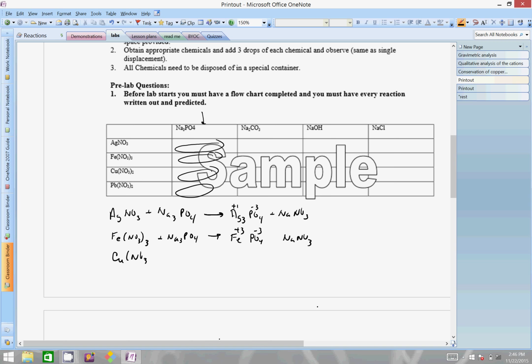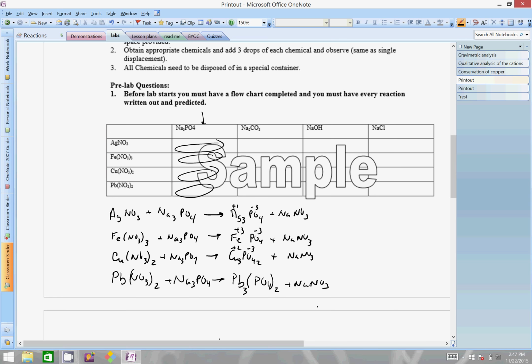Copper nitrate plus Na3PO4 gives copper phosphate. This is a minus 3 and a plus 2, so a 3 goes there and a 2 goes here, plus, and then again the NaNO3. Now the last one is going to be Pb(NO3)2 plus Na3PO4. And then this gives me Pb3(PO4)2 plus NaNO3.